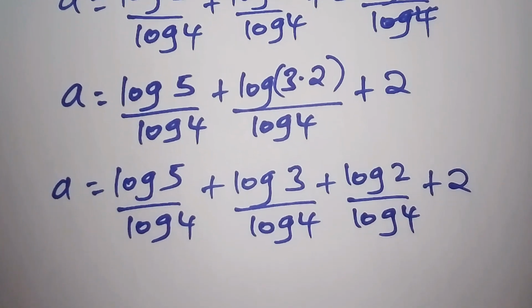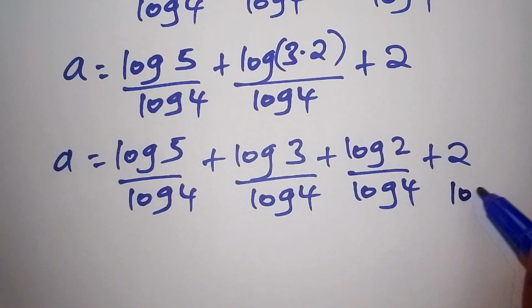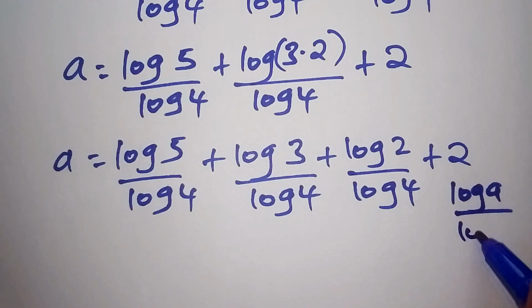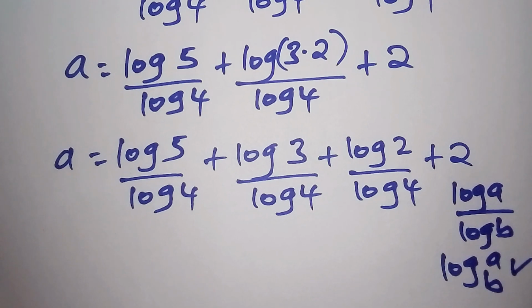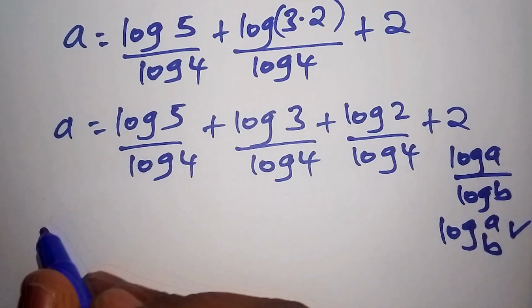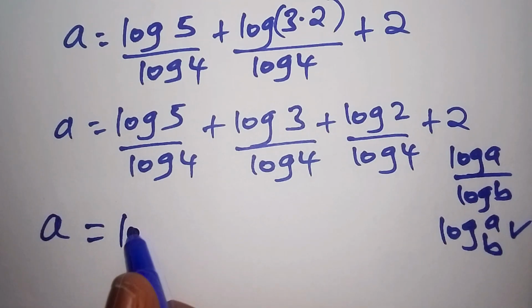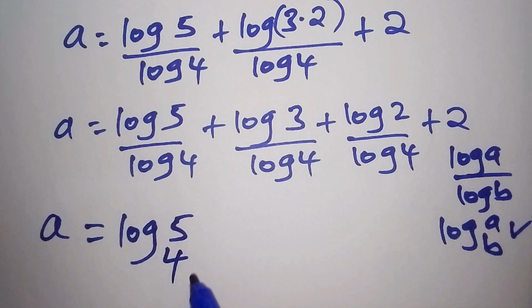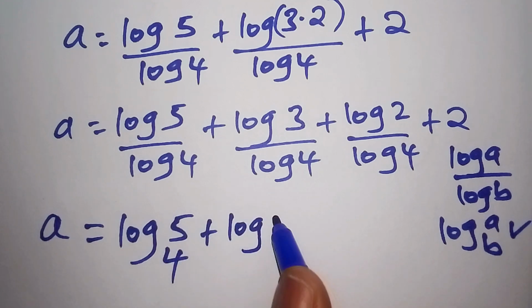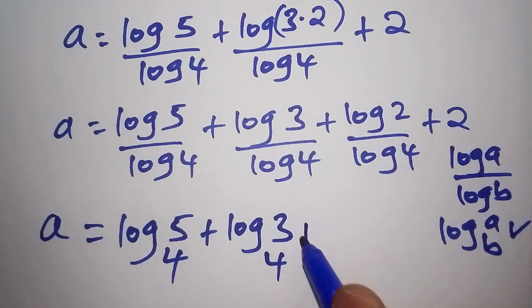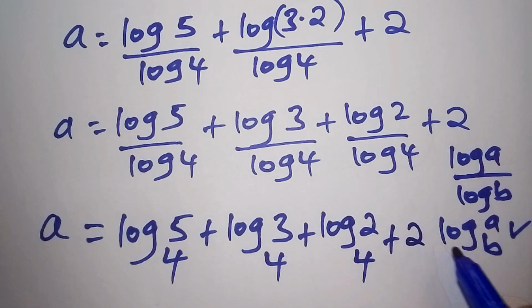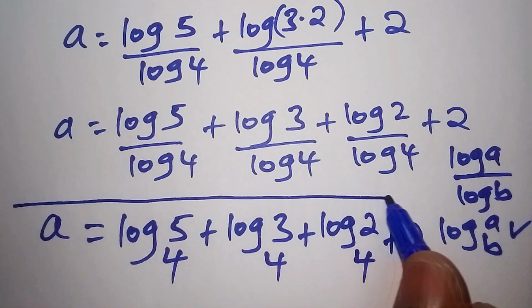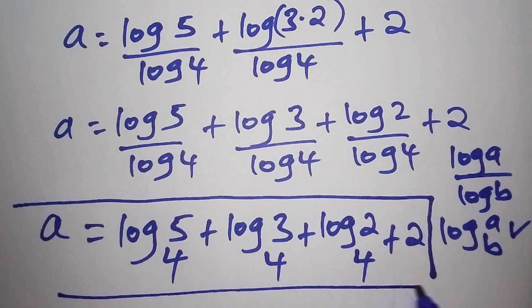So assuming that we have the log of a all over the log of b, this can be written as the log of a to the base of b. That is according to the law of exponents. So now our final answer here shall be a is equal to log 5 to the base of 4, plus log 3 to the base of 4, plus log 2 to the base of 4, plus 2. So this qualifies to be our correct answer for the value of A.